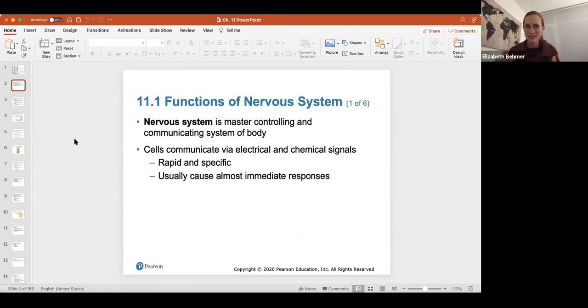We talked about your skeletal and muscular systems, and now we're on to the nervous system. It's the master controlling and communicating system of the body. The cells of the nervous system communicate via electrical signals and chemical signals. Your body is like an electrified circuit, and all the cells of the nervous system are communicating with each other. It's very rapid and a specific response, and usually the response is almost immediate.